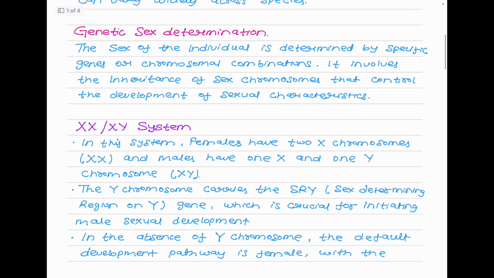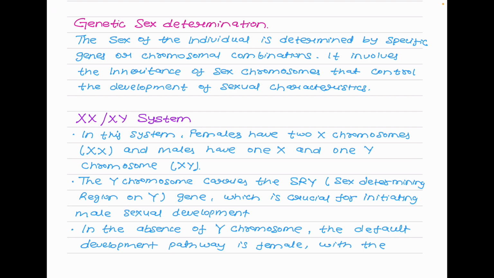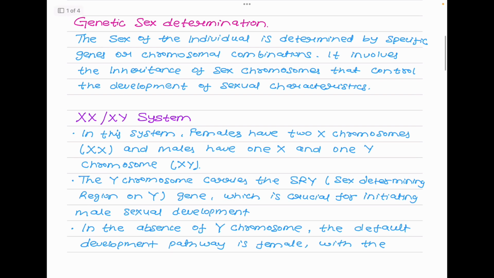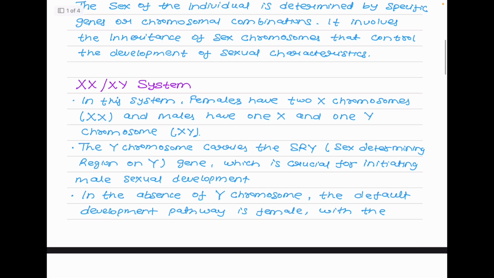Let's get into genetic sex determination. It is controlled by a specific arrangement of sex chromosomes in an organism. The sex of the individual is determined by specific genes or chromosomal combinations. It involves the inheritance of sex chromosomes that control the development of sexual characteristics. Different species have evolved unique systems to regulate this process. Let's see the XX and XY system.